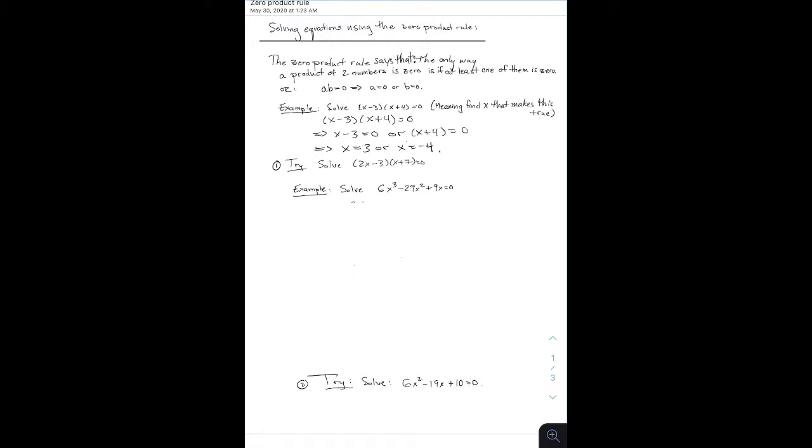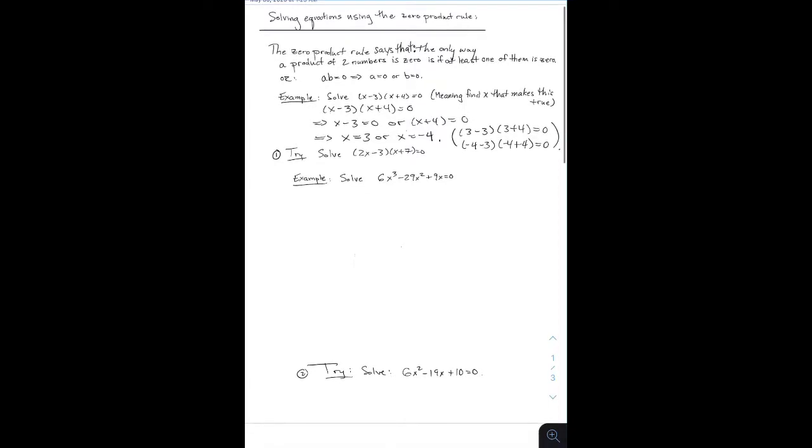We can check by plugging in 3. We see the first factor is 0, so that's true. If we plug in negative 4 for x, we get the second factor is 0. You try to solve this one.